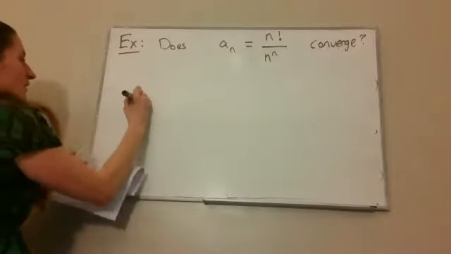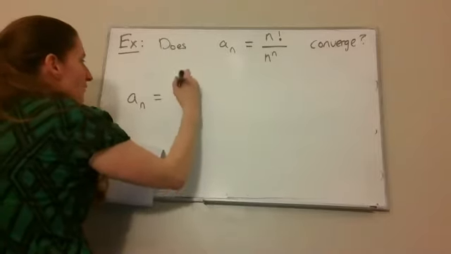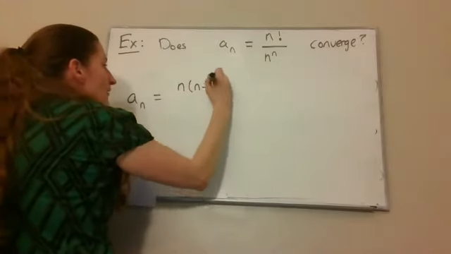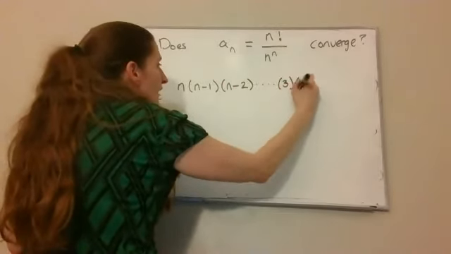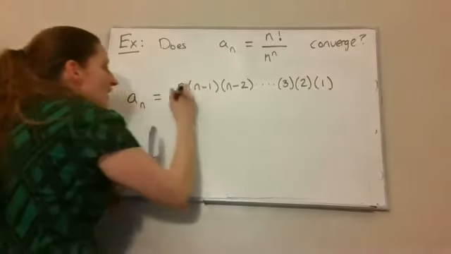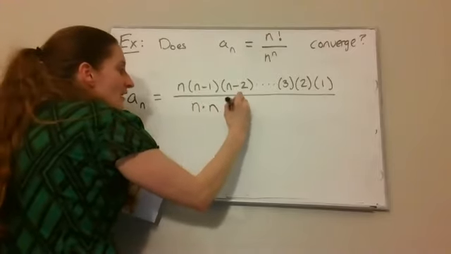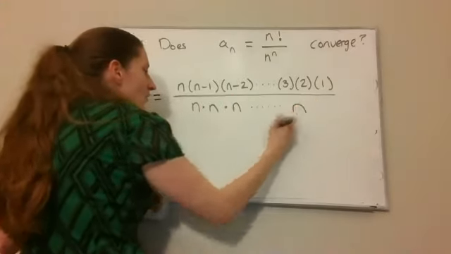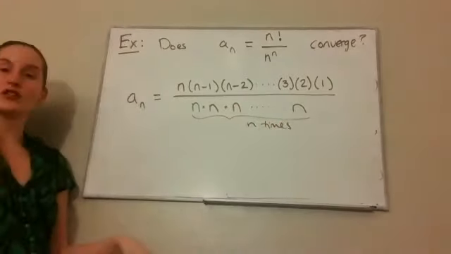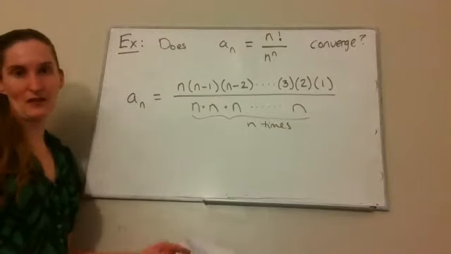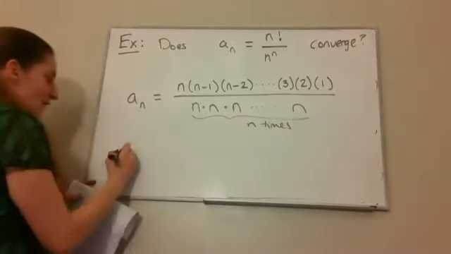So let's take a look at our a_n written out. I know a_n is equal to n times n minus 1 times n minus 2, and so on, times 3 times 2 times 1. And n to the nth power is n times n times n all the way through n. This happens n times. So I have n terms on the top being multiplied together and n terms on the bottom being multiplied together. Let's rewrite this in a very interesting way.